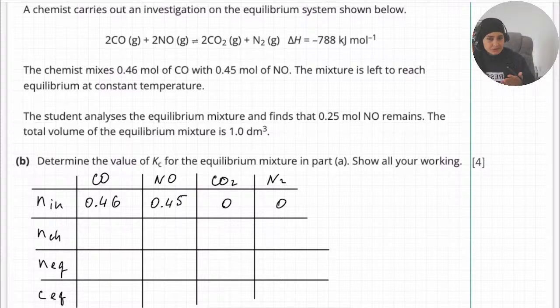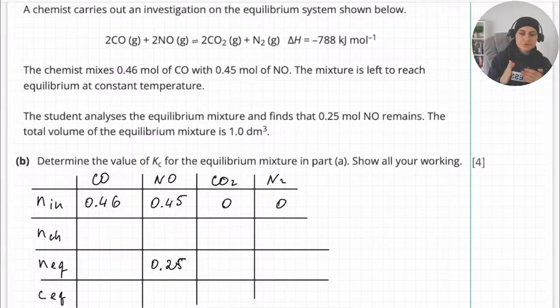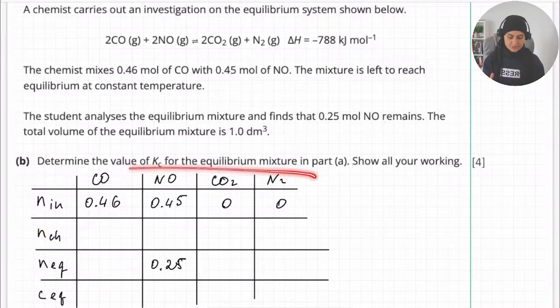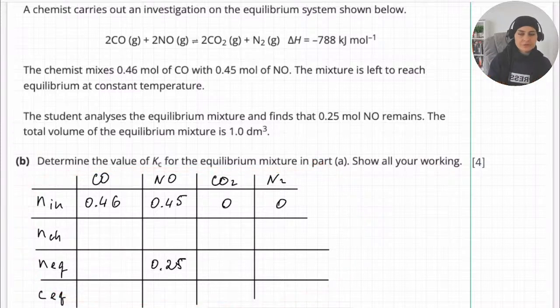And they would tell you in these questions the moles of some substance at equilibrium. In this case, they gave us the moles of NO that remains at equilibrium. So it goes here, in the equilibrium row: NO, 0.25. That's how much is left at equilibrium. And from the substance for which we know the initial and equilibrium amounts, we can find the change. That's usually how your table would look after you have written down all the moles or concentrations that they give you in the question.